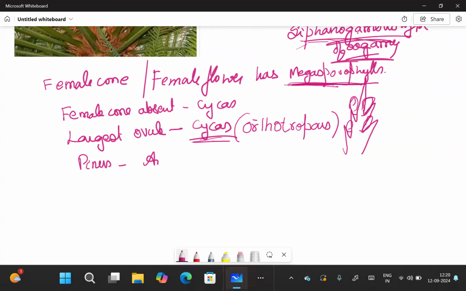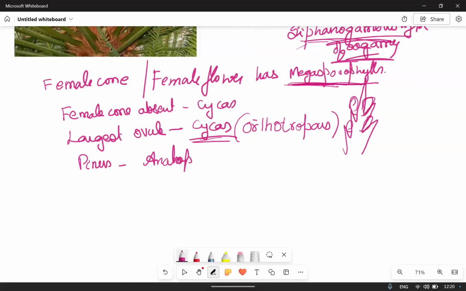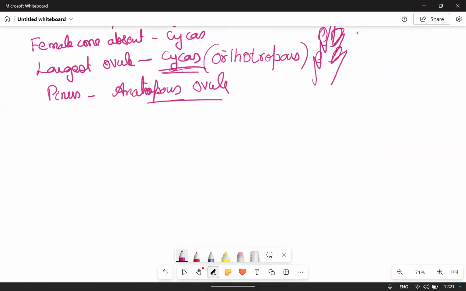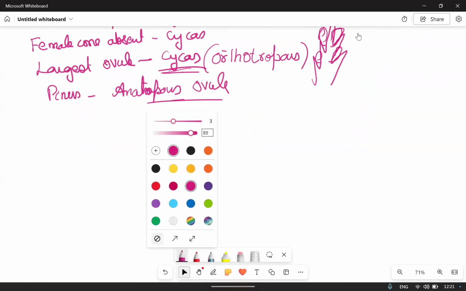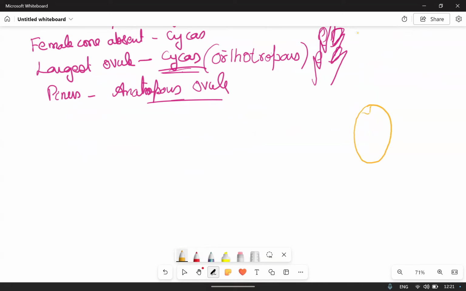What is anatropous? Inverted ovule. Anatropous ovule in the case of pinus. Okay. So, integuments. You know the structure of the ovule. This is the nucellus. What is the ovule ploidy? It is also a sporophytic generation only, no? Diploid. So, these are all nucellar cells. This is the nucellus, diploid. All the cells are diploid.